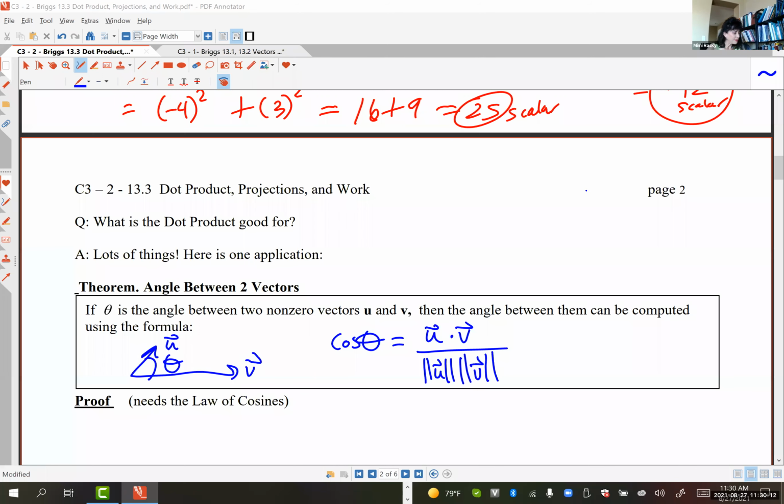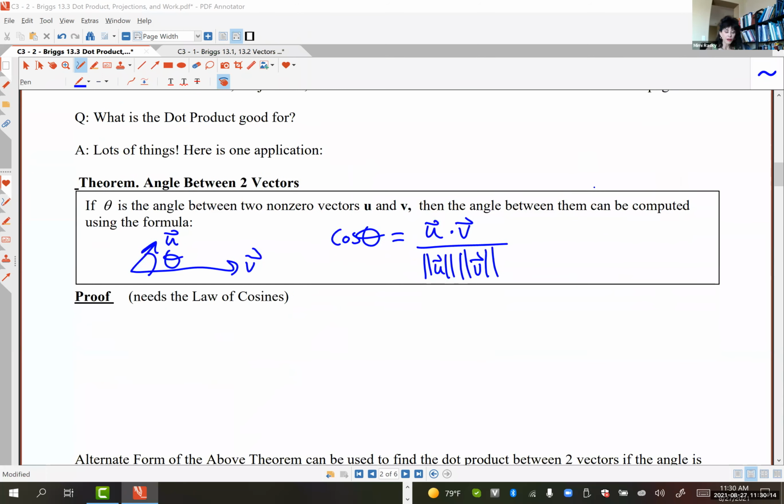I don't have time to prove this, but you do need the law of cosines to prove it, which is kind of cool. It brings back some old trig memories from the bad old days, because you create a triangle here. This is the V minus U leg of the triangle. Using this weird triangle, which is not necessarily a right triangle, you use the law of cosines and it all works out. And then you'll get this.